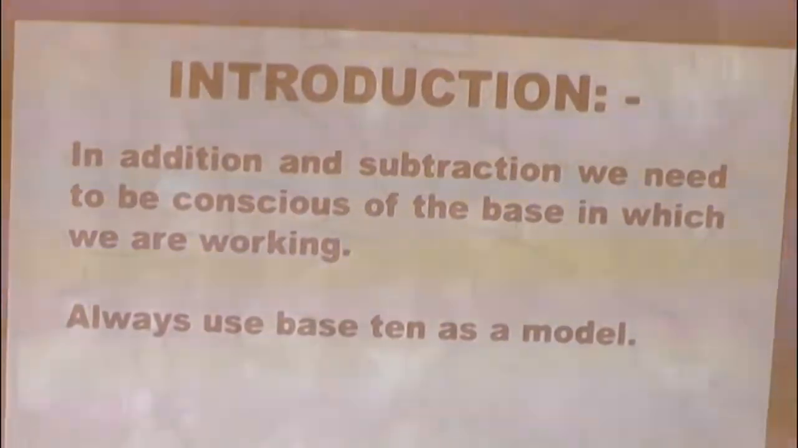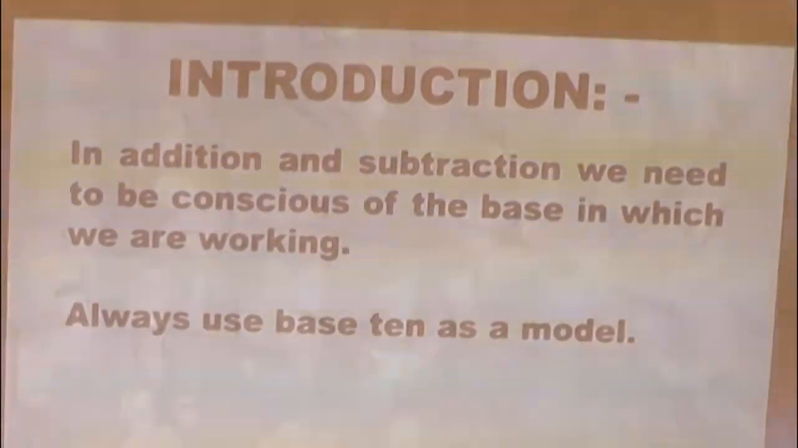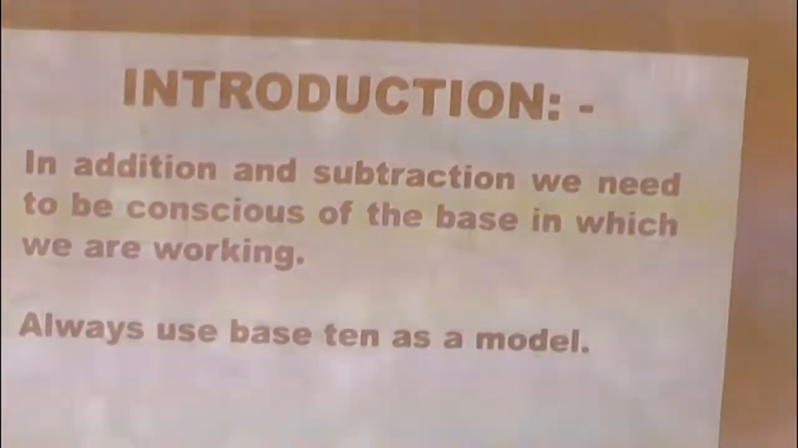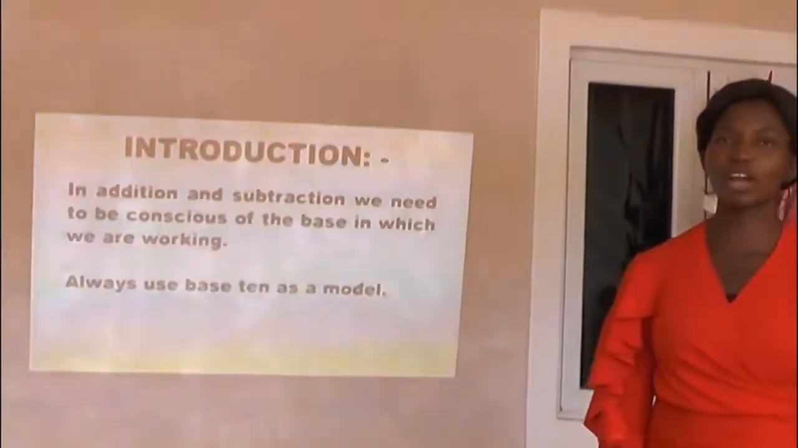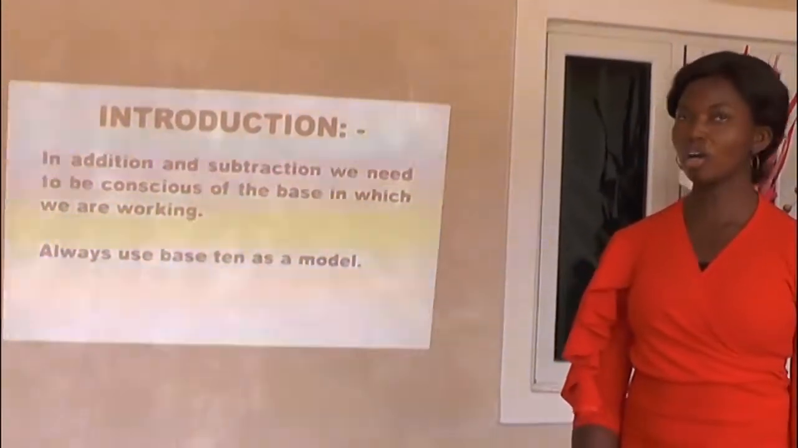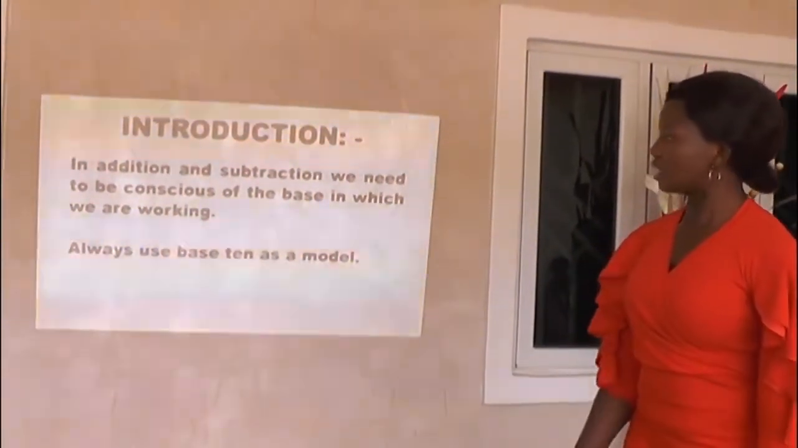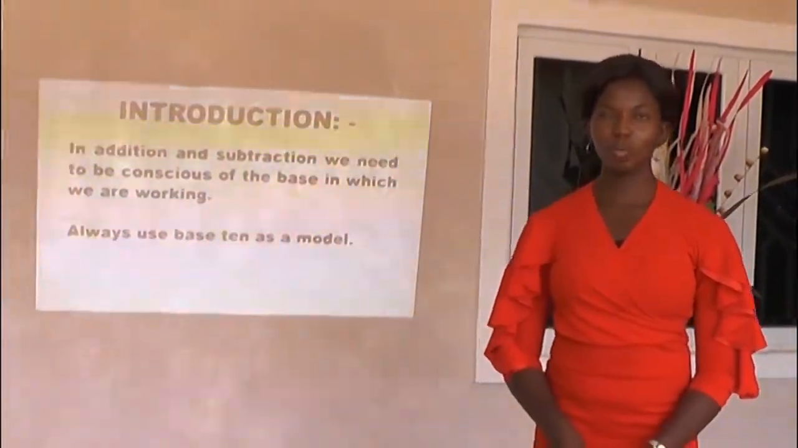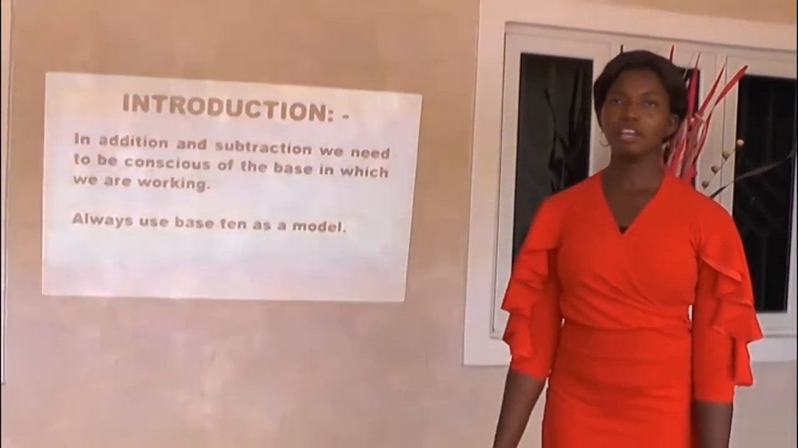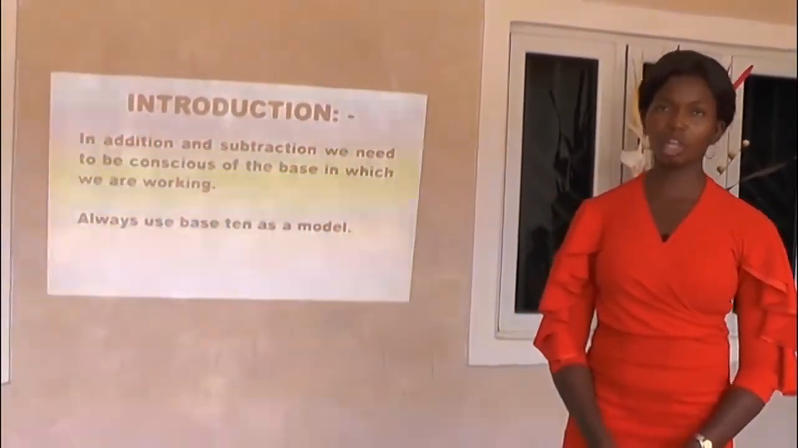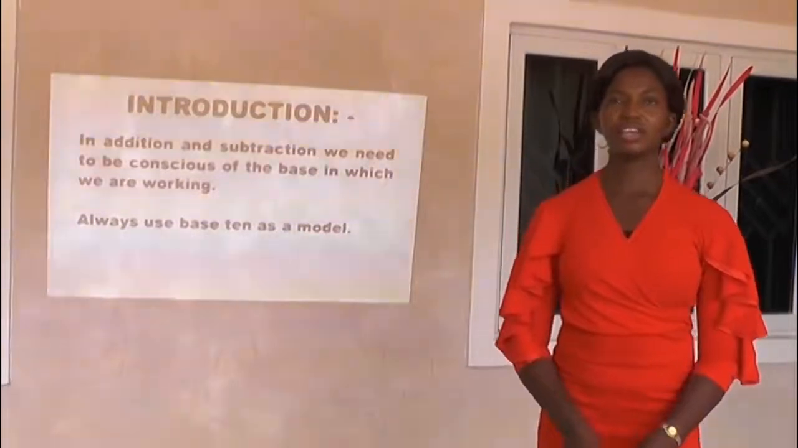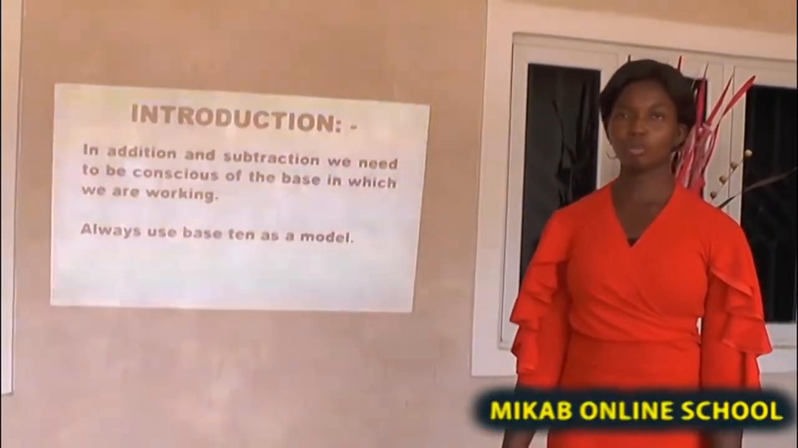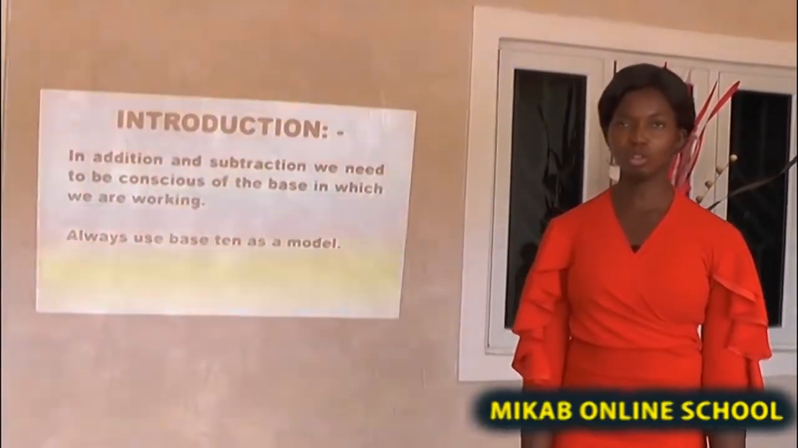So if I'm working in base 5, or I'm given values in base 8, I should be conscious of the fact that this is a base 8 number or this is a base 5 number, and then I should work in that base. Also, we are going to be using base 10 as a model. We are used to working with base 10. So the same way you add and subtract numbers in base 10, that is the same method you're going to apply when adding or subtracting in any base you're given.